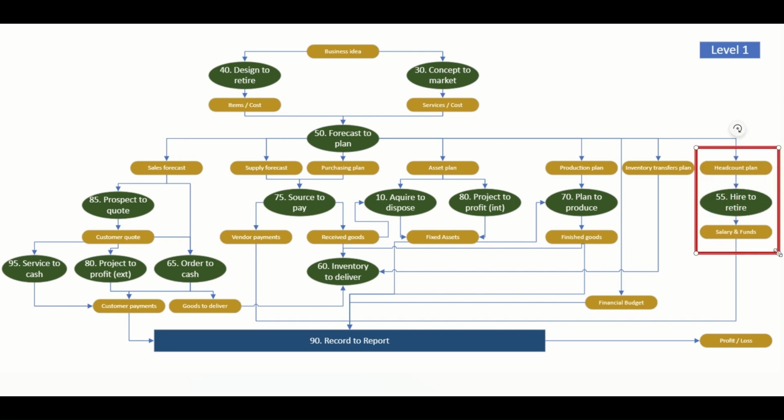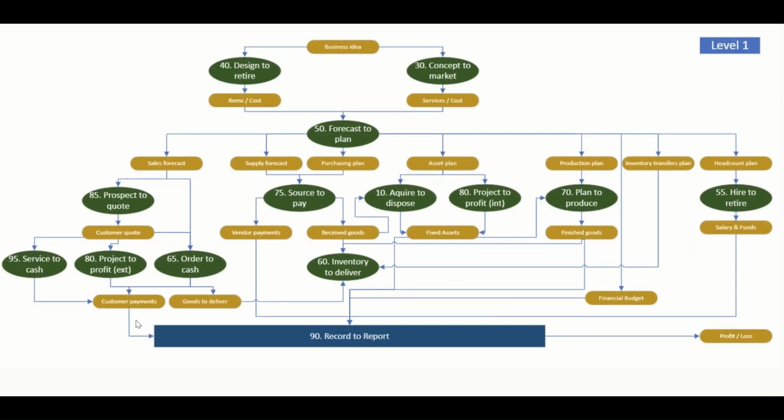The hire-to-retire end-to-end scenario, ID 55, receives information about the required human resources and includes all types of activities related to company's organization structure and personnel, from hiring to retirement.